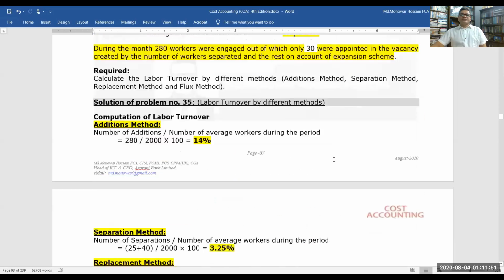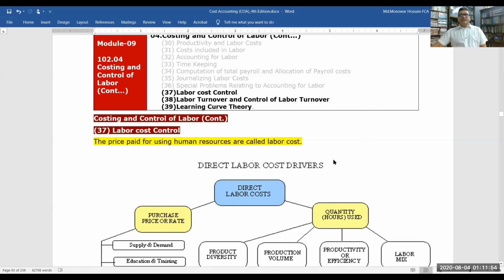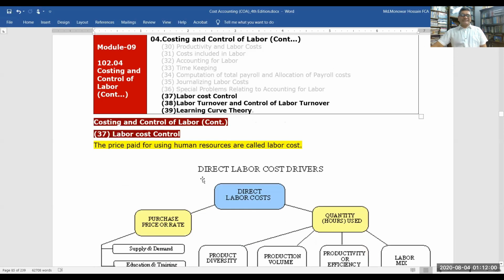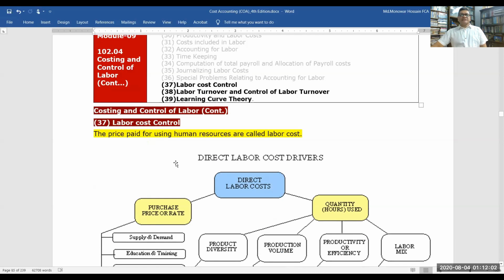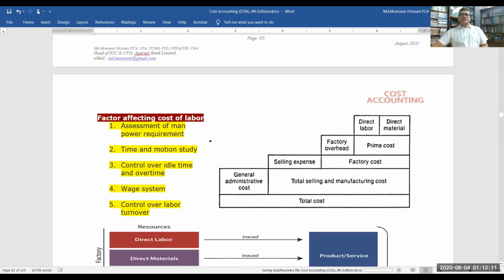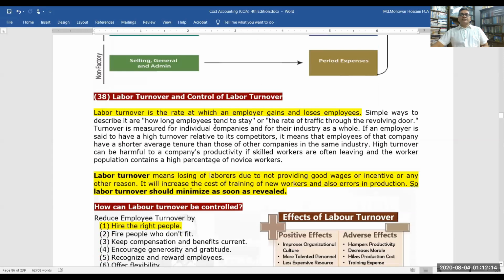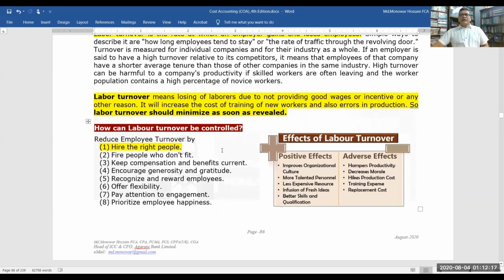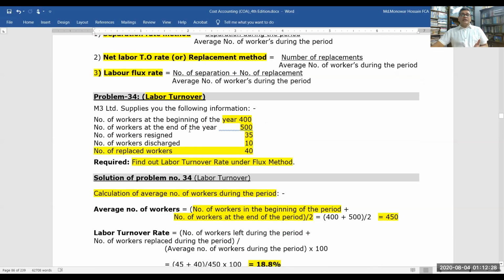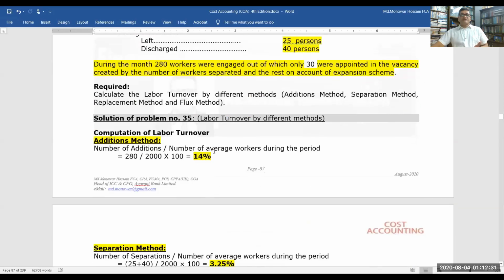So today we finished this domain of costing and control of labor. We discussed that the price paid for using human resources is called labor cost, and we saw the factors affecting the cost of labor and labor turnover, control of labor turnover, the effect of labor turnover, positive or negative impact, how labor turnover can be controlled, the labor turnover formula, and we solved labor turnover problems.